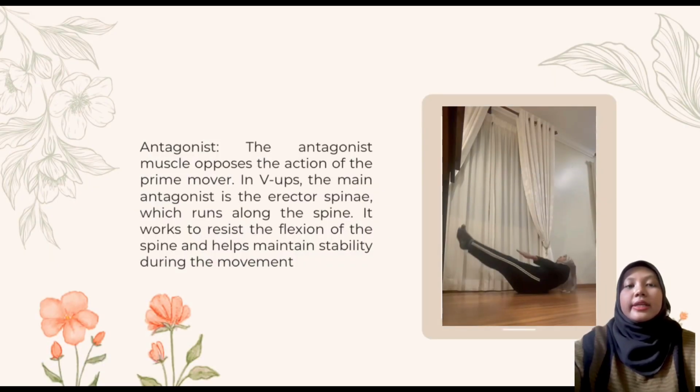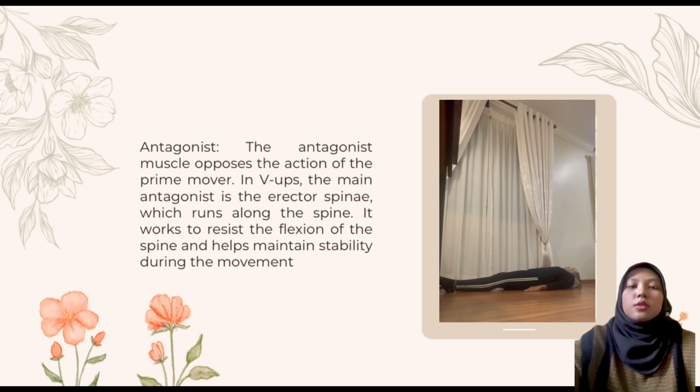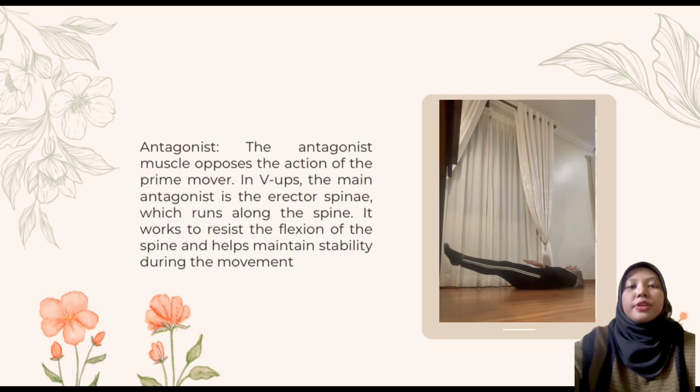2. Antagonist. The antagonist muscle opposes the action of the prime mover. In V-up, the main antagonist is the erector spinae, which runs along the spine. It works to resist the flexion of the spine and helps maintain stability during the movement.